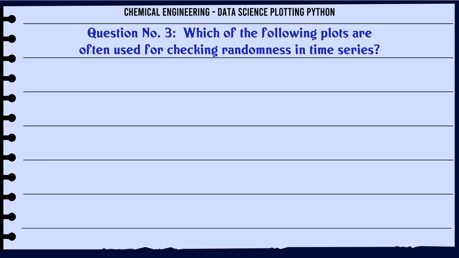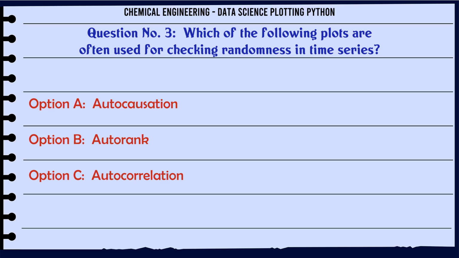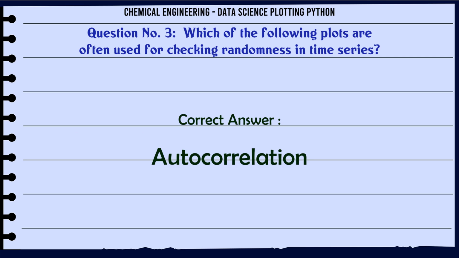Which of the following plots are often used for checking randomness in time series? A. Autocoasation. B. Autorun. C. Autocorrelation. D. None of the mentioned. The correct answer is autocorrelation.